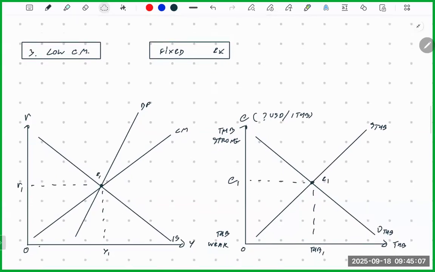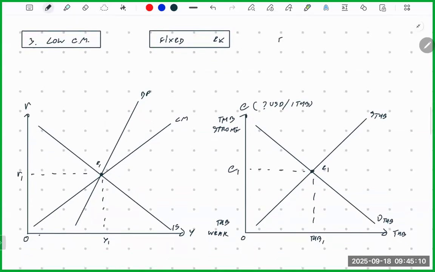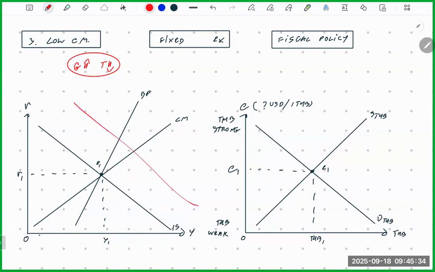Starting with the first one. Okay, first one is the government fiscal policy. To stimulate the economy, what the government can do is spend more and tax less. By doing this, IS curve gonna shift to the right, like this. Equilibrium point changes E1 to E2. GDP increasing, Y1 to Y2. The real interest rate going up, R1 to R2.